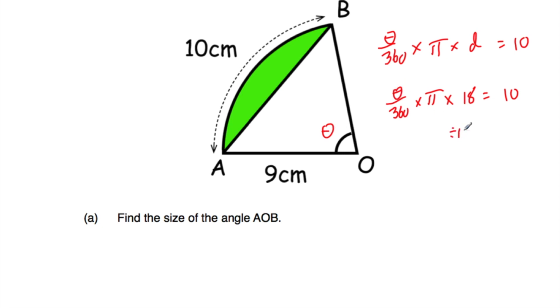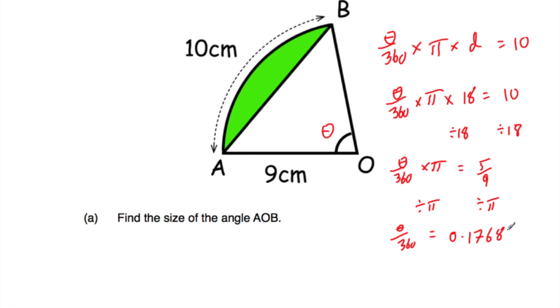So let's divide both sides of the equation first of all by 18. So we would get beta over 360 multiplied by pi. We divide by 18 to get rid of the times by 18, and that would be equal to 10 divided by 18, which is 5/9. We now want to get rid of the pi, so we're going to divide both sides by pi. The left hand side would just be beta over 360. And on the right hand side we had 5/9 divided by pi, so it'd either be 5 over 9 pi, or as a decimal number 0.176838 and so on. And I'm just going to leave that on my calculator display.